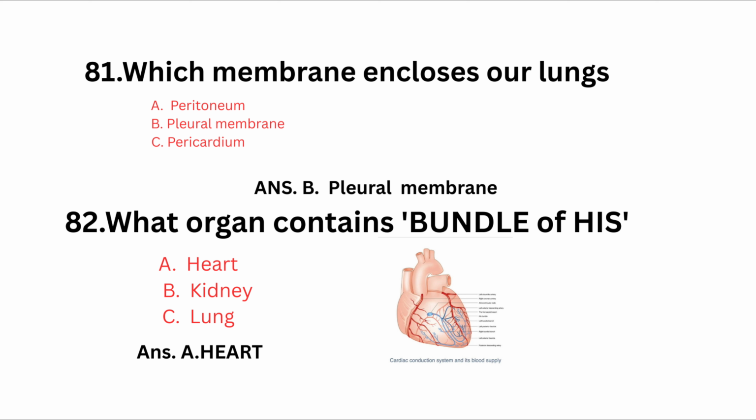81. Which membrane encloses our lungs? A. Peritoneum. B. Pleural membrane. C. Pericardium. The answer is B. Pleural membrane. 82. What organ contains bundle of His? A. Heart. B. Kidney. C. Lung. The answer is A. Heart.